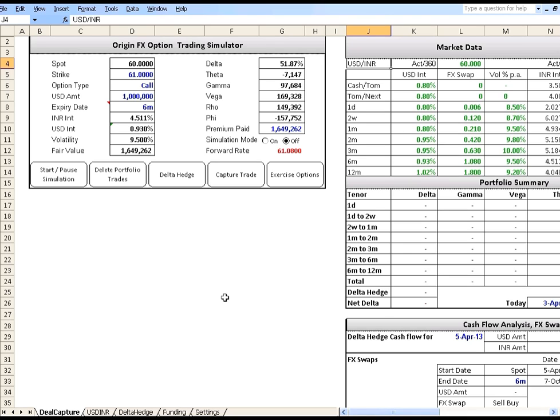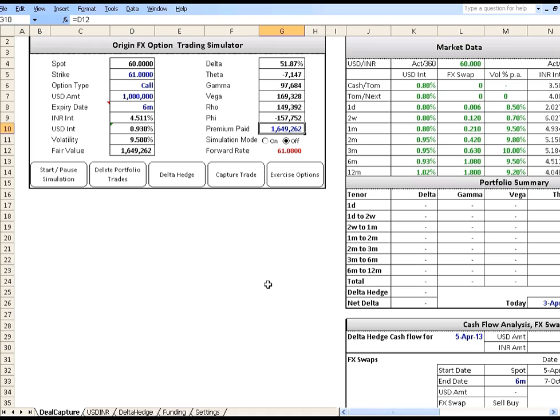A client comes and asks you for a price of 6 months USD INR call for 1 million USD with strike of 61.00. You quote a price of 1,649,262 INR. He sells the call option to you. Of course, you have verified that your bank has the required credit limit for doing this trade.